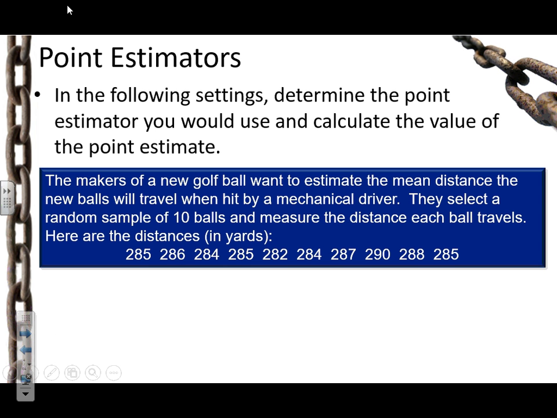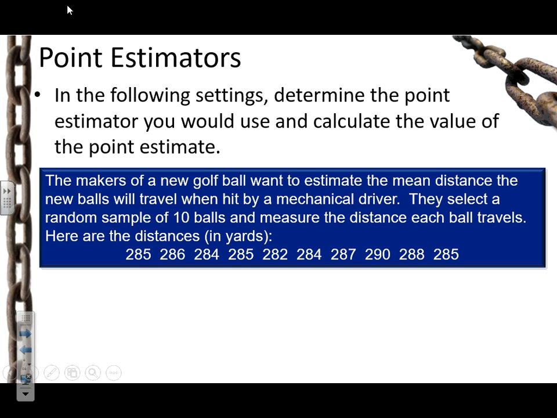So a couple quick examples here. In the following settings, determine the point estimator you would use, and then calculate the actual value. Okay? So if we look at this first example, the makers of a new golf ball want to estimate the mean distance the new balls will travel when hit by a mechanical driver. They select a random sample of 10 balls, measure the distance each ball travels, and then they give the distances below there.